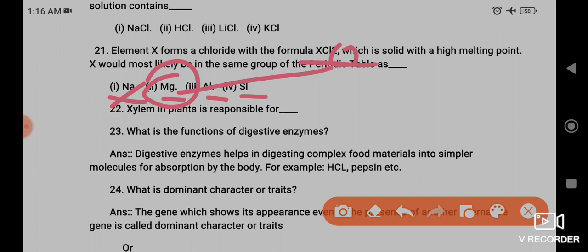Then next, question number 2: xylem in a plant is responsible for the transport of water. Just remember that, transport of water.